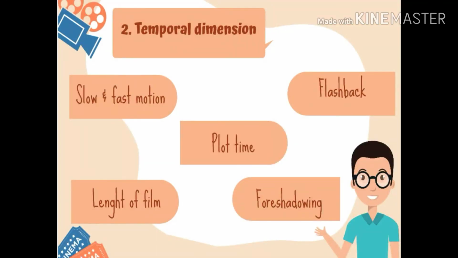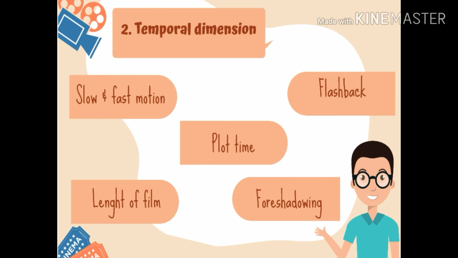Okay, the next material is temporal dimension. Temporal dimension: film, like literature, can employ the dimension of time in a variety of ways, and temporal dimension has five elements. First, slow and fast motion. Second, plot time. Third, length of film. Four, flashback. And five, foreshadowing.